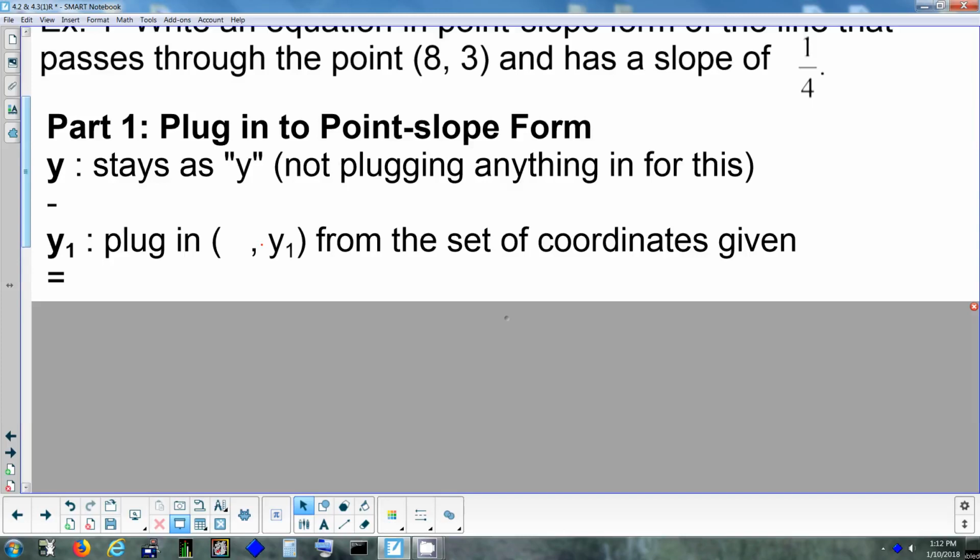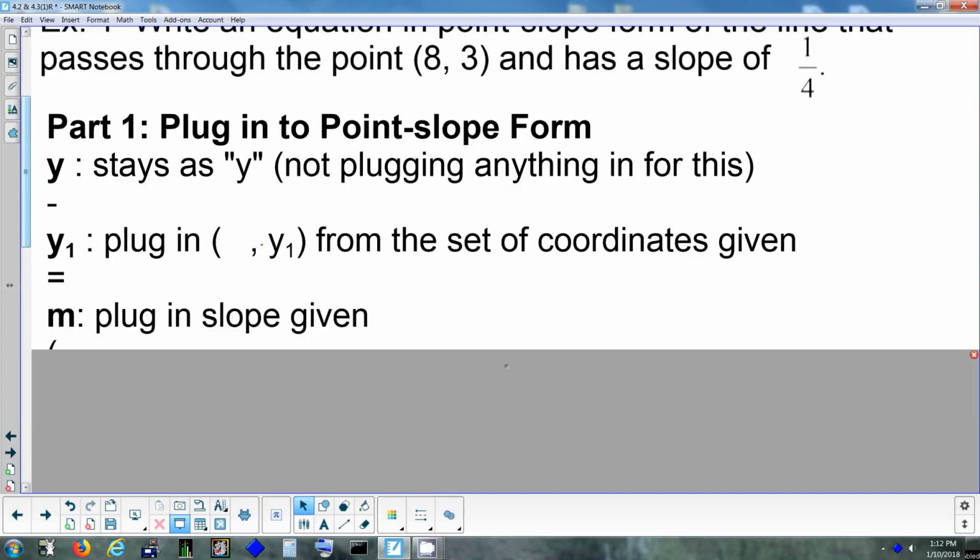In the case of this example, what's the slope? Someone tell me by raising their hand. What's the slope for this one? It says it in the problem. 1/4. All right? So all we're going to do for m is just plug in the slope that's given to us.